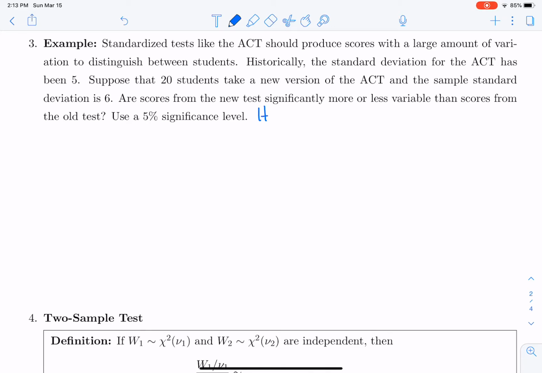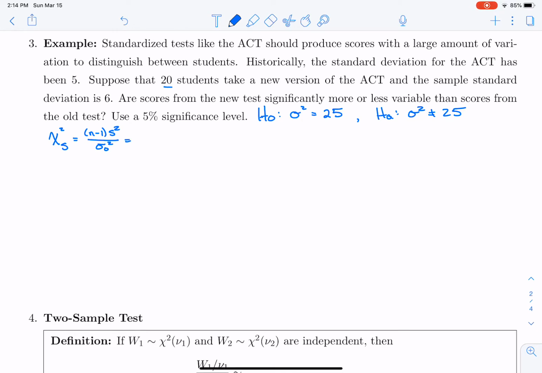So we want to consider a null hypothesis that sigma squared is equal to 25, which is the variance from the previous test, or an alternative where sigma squared is more or less variable than 25. We're considering a two-sided alternative here because we have no reason to believe that the new version of the test should be more or less variable than the old version. We're going to look at the chi-squared statistic. That chi-squared statistic is, again, n minus 1 times sample variance over the variance sigma sub 0 squared.